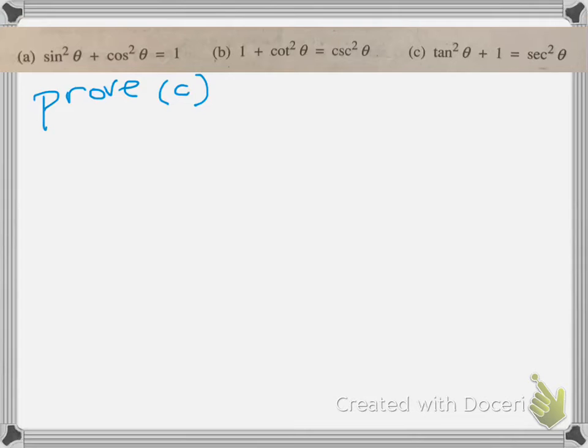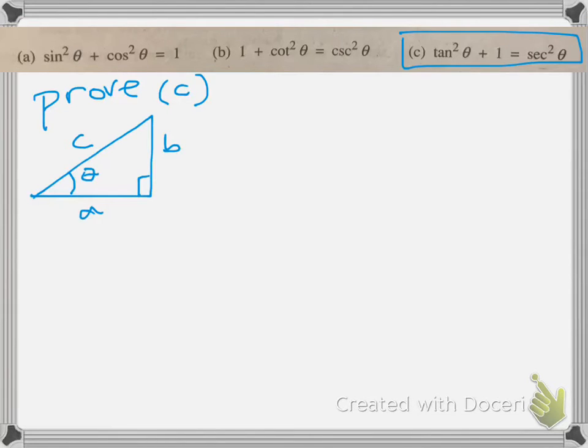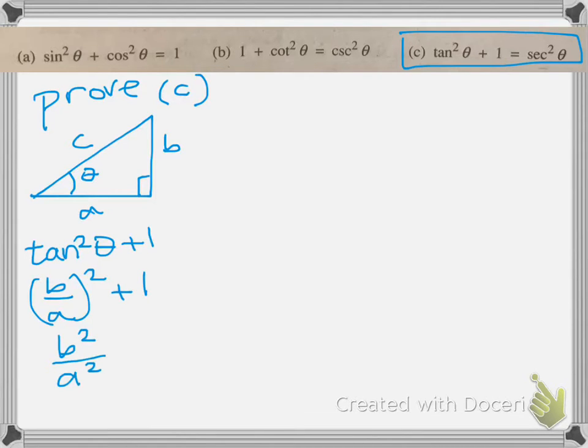Okay, and then finally we're going to prove part C. Part C, we go back to the original triangle, ABC. We start with tangent squared theta plus 1. Tangent, again, is opposite over adjacent, which is b over a, and we're squaring it. We're adding 1. We want to get a common denominator, b squared over a squared plus a squared over a squared. That is equal to b squared plus a squared all over a squared.